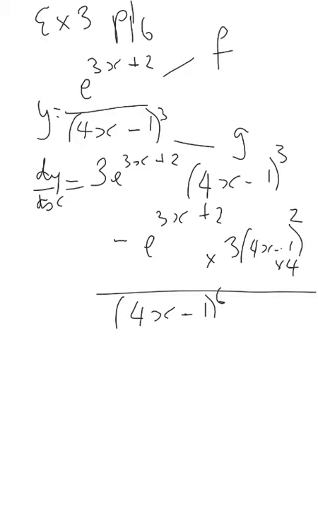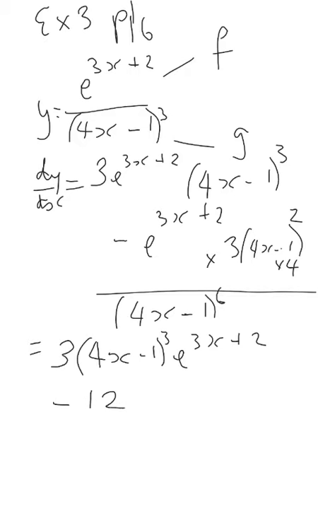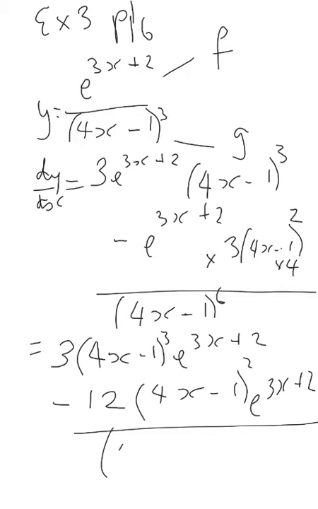Tidying up the terms a little bit, we've got 3, I'm going to put the bracket before the exponential, 3(4x−1)^3 e^(3x+2). Second term, we've got 3 times 4, which is 12, and I subtract 12(4x−1)^2 e^(3x+2) all upon (4x−1)^6.